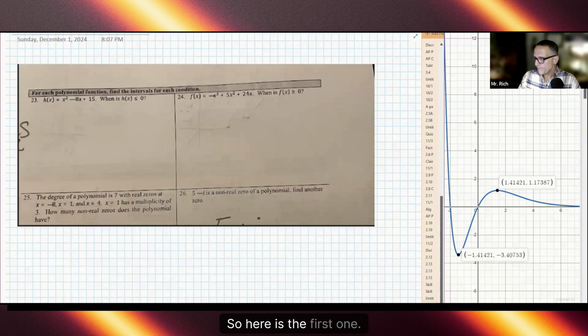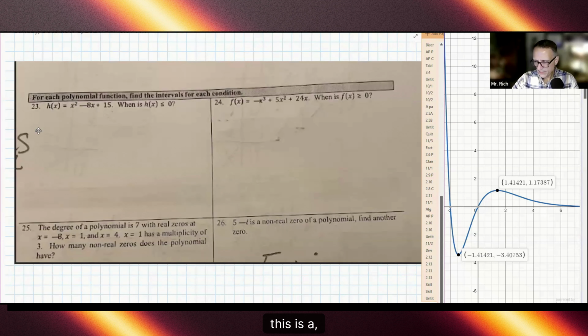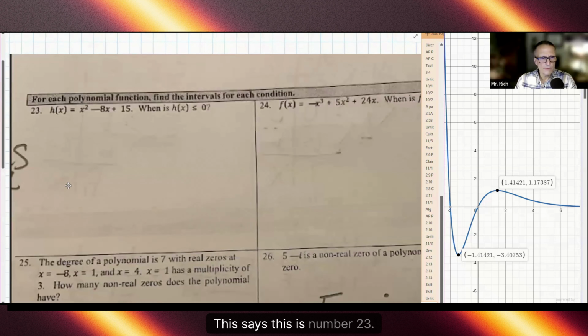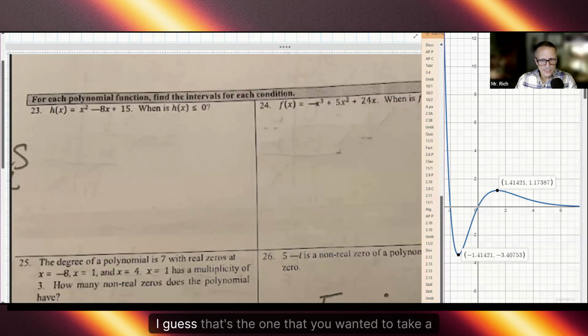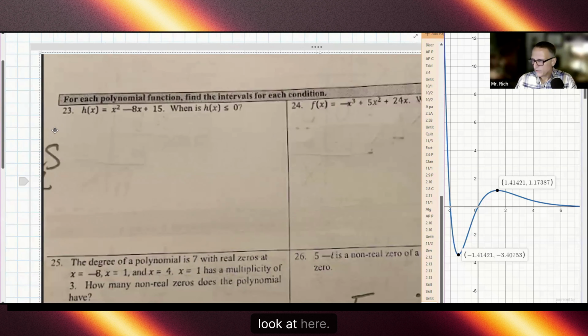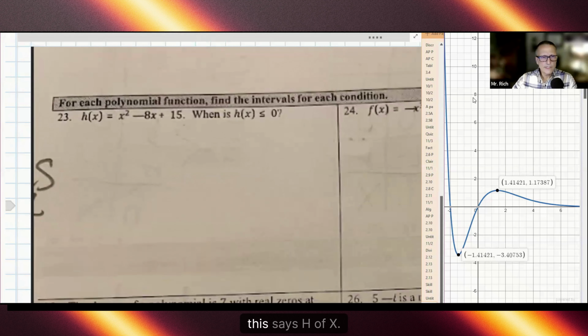So here is the first one. I guess this is pre-calc. This is a quadratic inequality. This is number 23. I guess that's the one that you wanted to take a look at here, Avery. This says h of x is this. When is h of x less than or equal to 0?